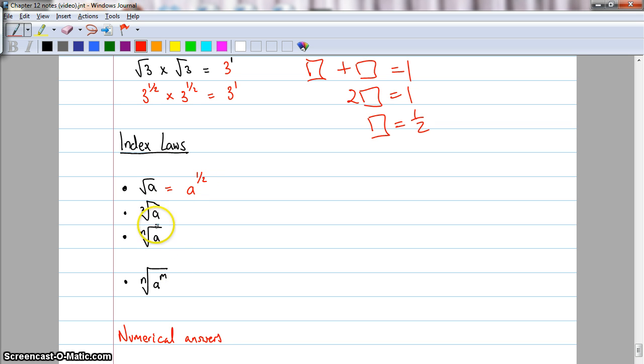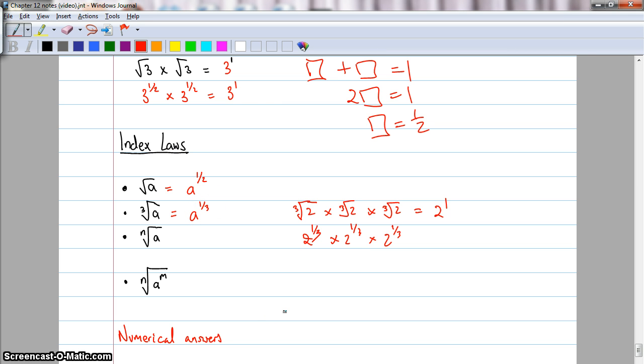So you can go from root A to A to the half, and you can also go the other way around as well. This one, the cubed root of A, again, I could explain by doing this. The cubed root of 2 multiplied by the cubed root of 2 multiplied by the cubed root of 2, once you've got all three of them together, that should be just 2. That's 2 to the power of 1. So what do these have to be? That means they would have to be 2 to the third and 2 to the third and 2 to the third, because a third plus a third plus a third is 3/3, which is 1. So that means that this one here becomes A to the third.